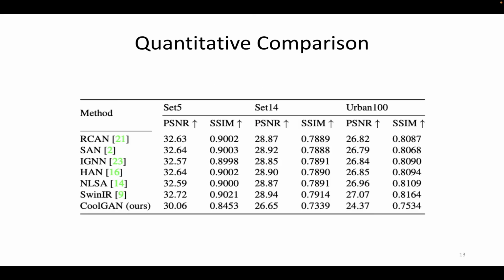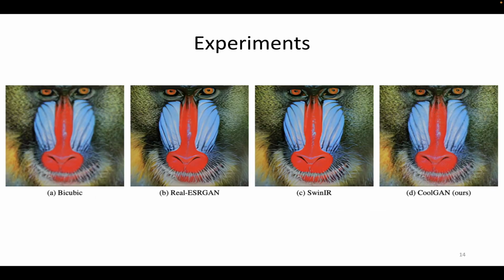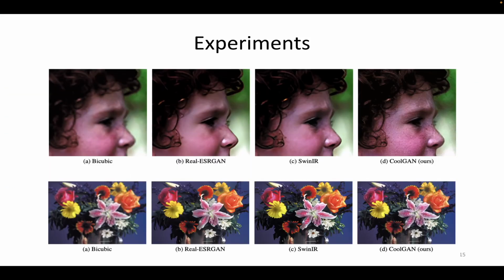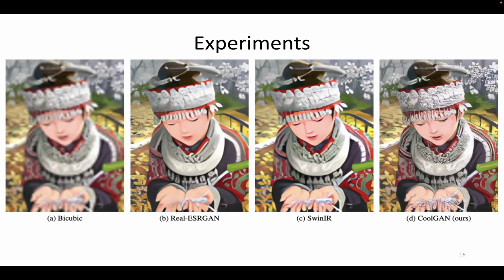We first perform a quantitative analysis against some state-of-the-art methods, where CoolGAN clearly lags behind in terms of both peak signal-to-noise ratio and structural similarity. But since our focus was on generating sharper and more realistic-looking images, we now inspect the visual quality of the images produced by CoolGAN. As we can see in these examples, CoolGAN produces images with sharper and more realistic details. Even in cases where interpreting finer textures is difficult, CoolGAN manages to generate realistic-looking patterns.